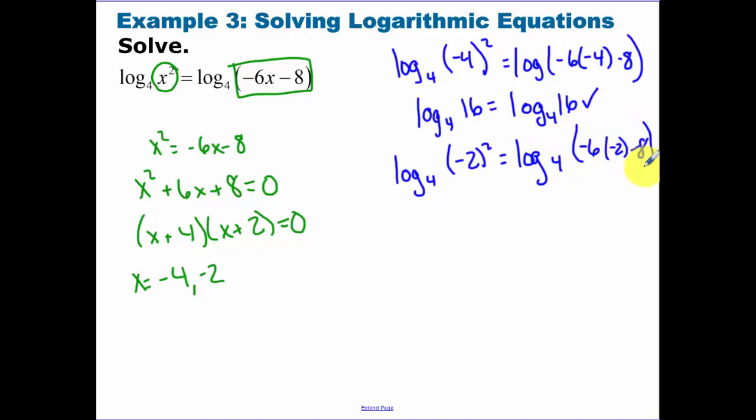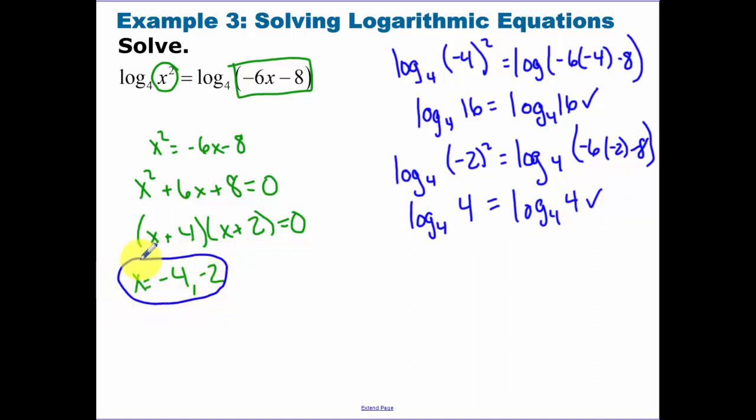And again, you just want to make sure the inside piece doesn't become negative. So in this case, we get log base 4 of 4, log base 4 of 4. So that one also works. We had no extraneous solutions. Those are both our solutions to our equation.